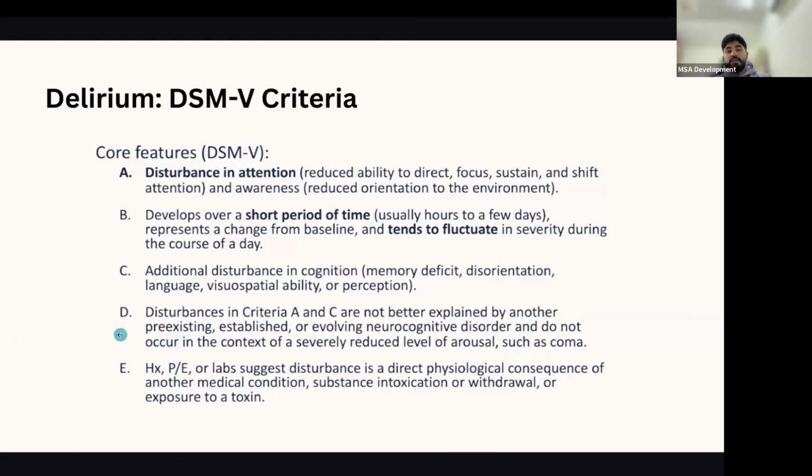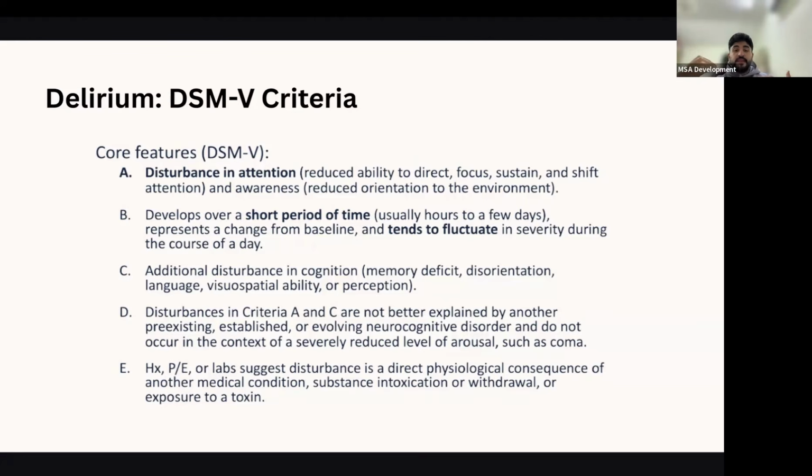Fourthly, you need to understand that whatever disturbances they had to their attention and awareness and cognition do not need to be explained by any other pre-existing neurocognitive disorder. Tamam? This is very important. They need to be neurocognitively free, or at least whatever they have related to their neurosystem does not need to impact their attention, their awareness, and their cognitive abilities.